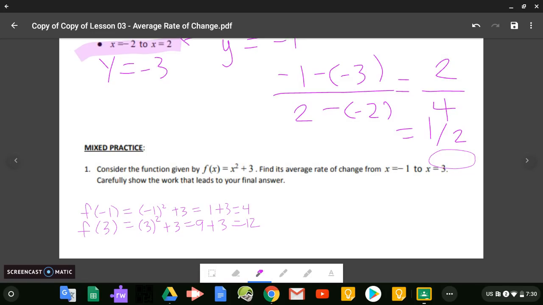So I'm going to take the difference in y's over the difference in x's. Remember, rate of change is just slope. So I'm doing change in y, which is 8, over change in x, which is 2. So here my rate of change is a positive 2. That's all you need to do for this.